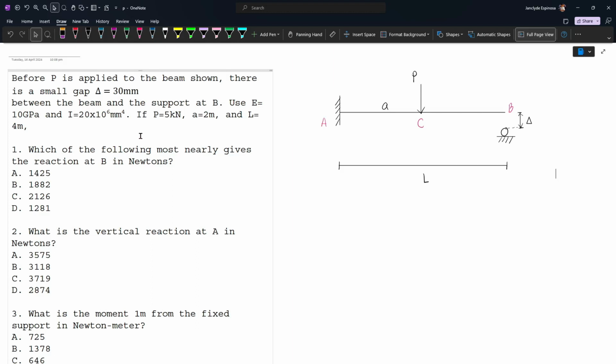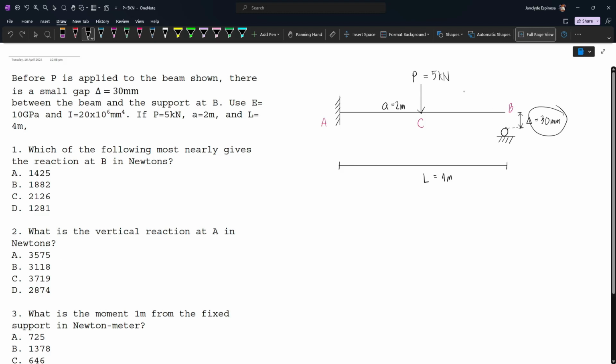And then P is given as 5 kN, the distance A is 2 meters, and our length L is 4 meters. So this is 2 meters, this is 4 m, while our P is equal to 5 kN. Now, this gap, 30 mm, is the only allowable deflection of the beam, because at this support, no deflection can happen.